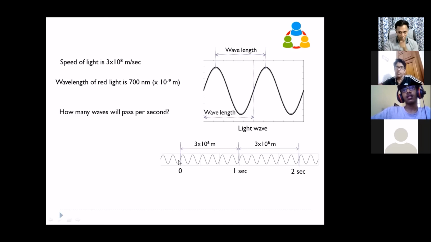That means if I am starting to measure from here, the first wave in 1 second will travel 3 into 10 raised to 8. Same like ant or wave or anything, unless it takes a U-turn and goes in the other direction, it won't change. So in 1 second, this will reach here. 3 into 10 raised to 8 meter. Now our problem is straightforward. We want to see in 1 second how many waves passed. Whatever waves passed in 1 second are between this and this point. So our problem became, in this distance, how many waves are there?